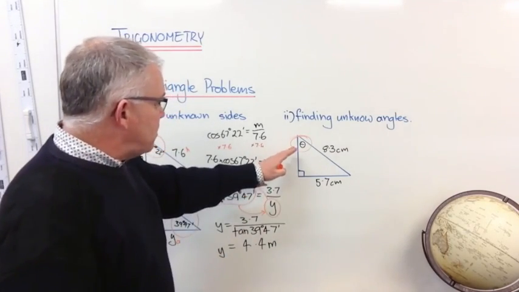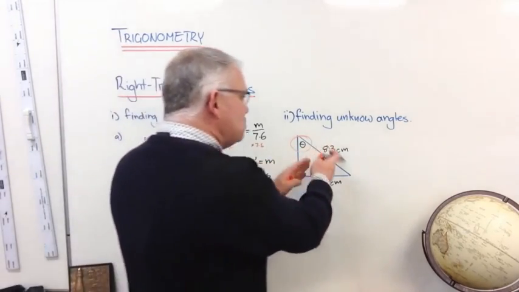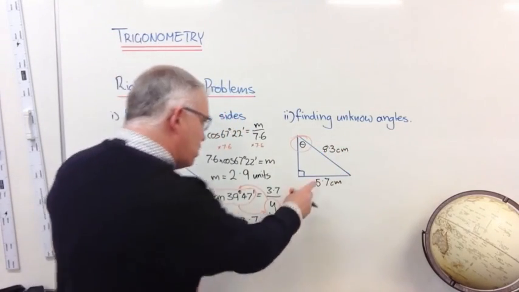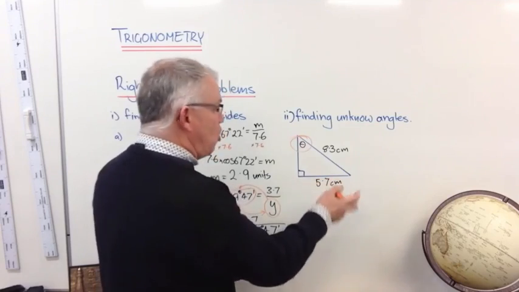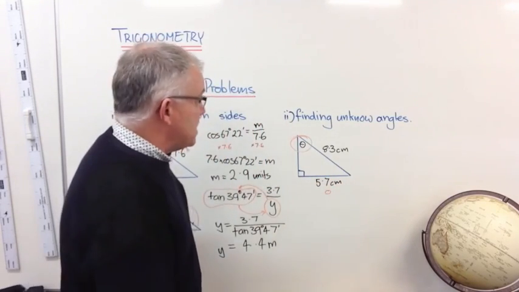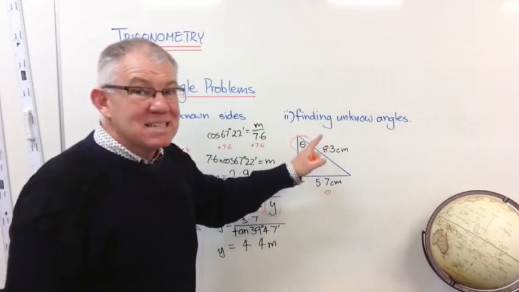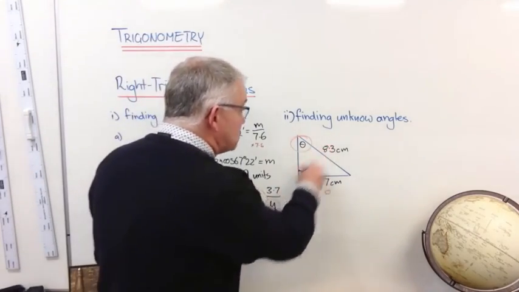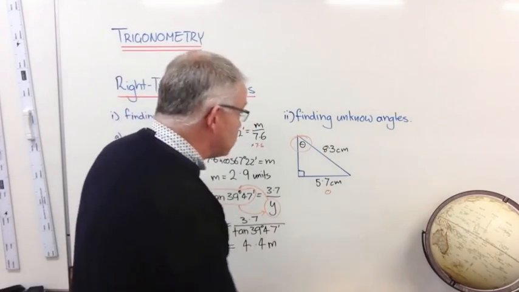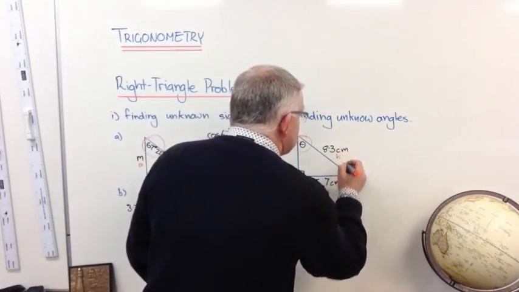Okay, now that we've identified the angle, what are these two sides with respect to that angle? Well, the 5.7, that's opposite. That's the opposite side. So we'll put a little O next to it. And the 8.3, it's the hypotenuse. Clearly it's opposite the right angle. The hypotenuse is always opposite the right angle in a right angle triangle. So we'll put an H next to it.